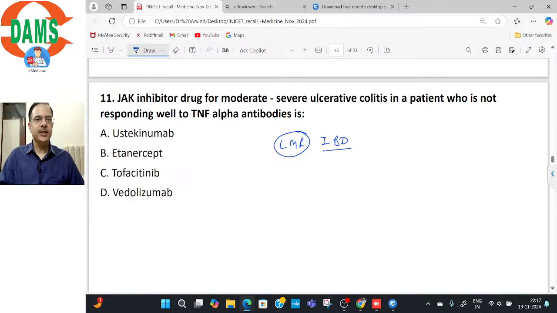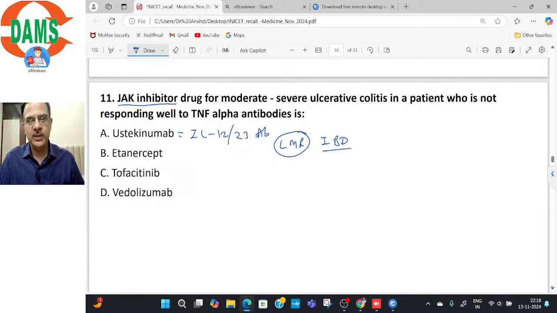So the question is: a JAK inhibitor, a Janus kinase inhibitor drug, for moderate to severe ulcerative colitis who is not responding to TNF alpha antibodies is. So basically the inhibitors of JAK lead to decreased production of cytokines, and they are immune modulators. Out of this, option A is ustekinumab. This is an interleukin 12-23 blocking antibody.